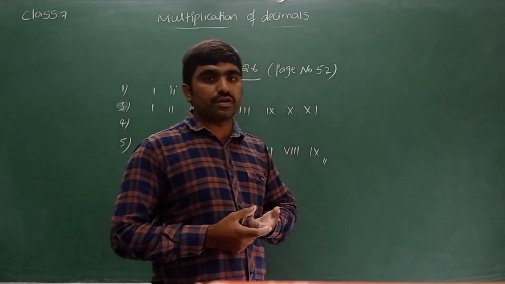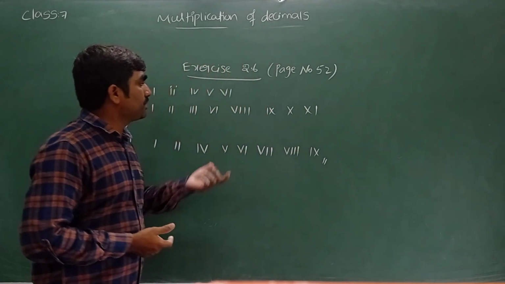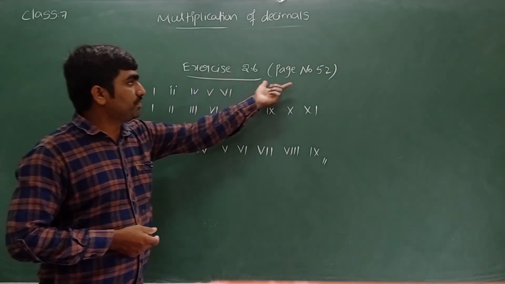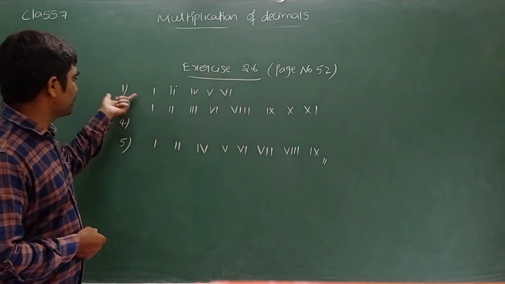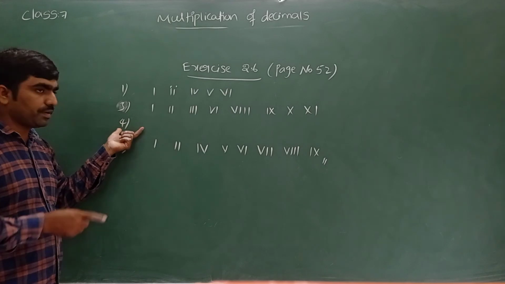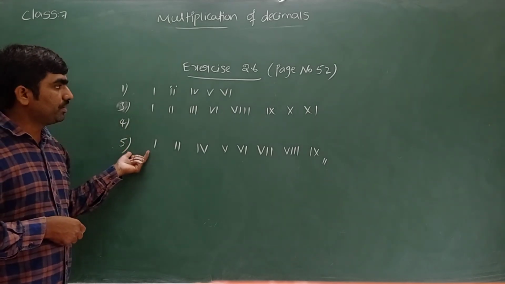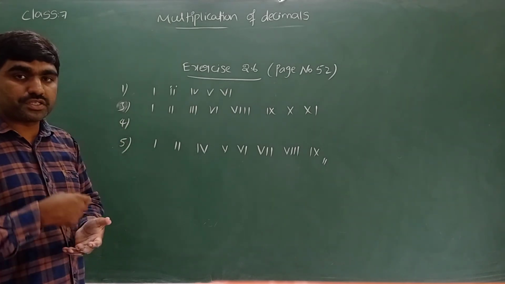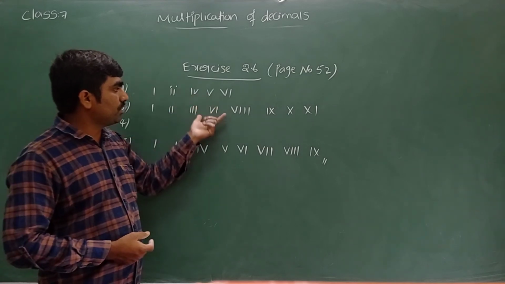Hope everybody understood. Based on that, please try this homework. Page number 52, exercise 2.6. First bit, third bit, fourth bit only, then we have the fifth bit. So based on those examples, based on that concept, try to do all this homework.